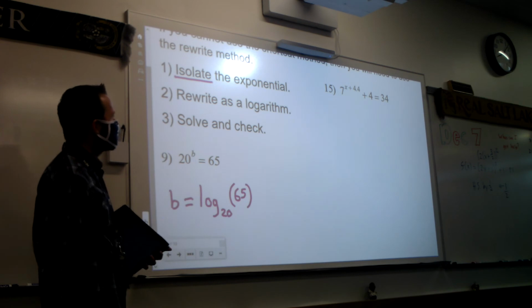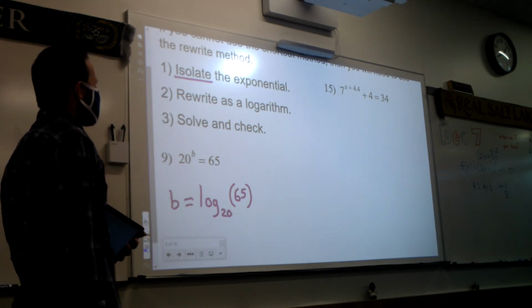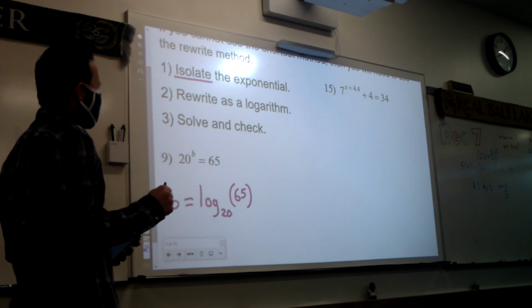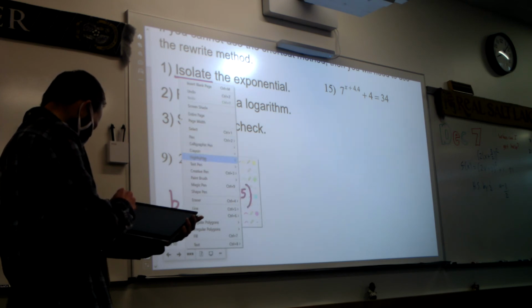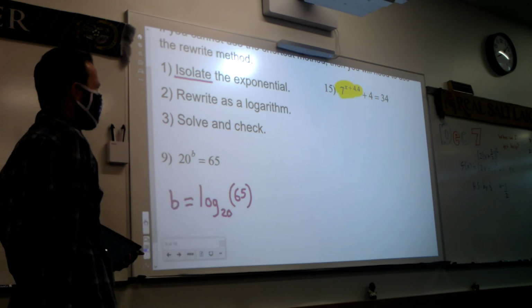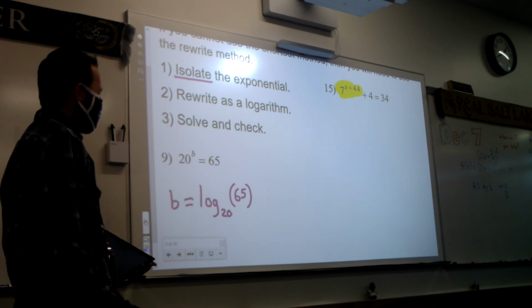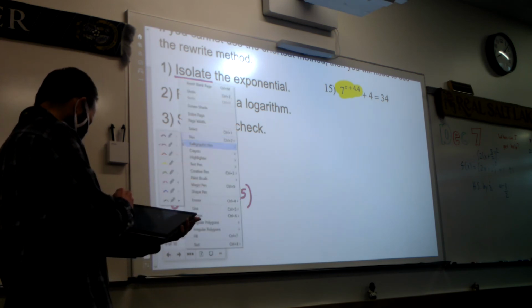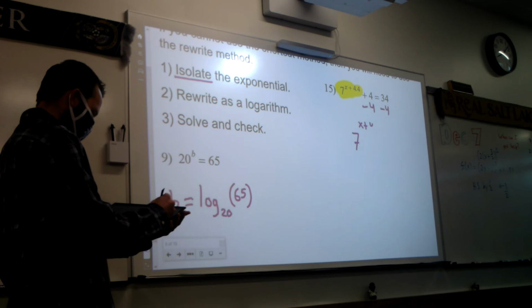So on 15, we have 7 to the x plus 4, plus 4 equals 34. Okay, so number 1, isolate the exponential. Guys, what is the exponential here? Yeah, it's this guy, right? Is it alone? What is bothering it? How do we get rid of that 4? Alright, so it wants to be alone. So you gotta get rid of that. So then I get 7 to the x plus 4. That's going to be equal to 30.